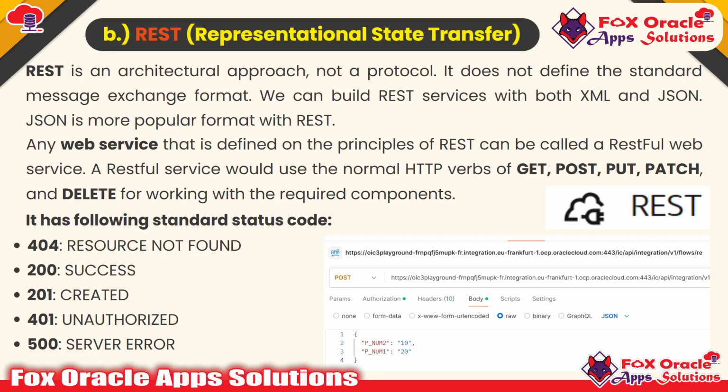200 means that the API was successfully invoked. 201 means the transaction was created. 401 is unauthorized: you invoked the API but the username or password you gave was not correct, so you will get a 401 unauthorized error. 500 is a server error. Sometimes your server is not available for that web service, and when you invoke it, you will get that kind of error.